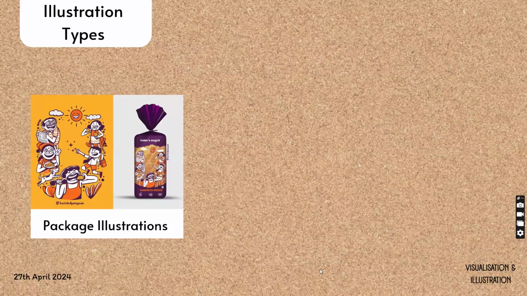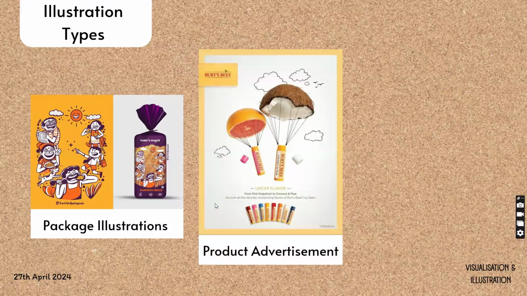And another type is package illustrations, where they show what is inside the package, and how it is used, or how it can be used with other aspects. And another is product advertisement, in which we show the product with its flavors or something, which incorporates a meaning, and what is inside, what the ingredients in that product are.